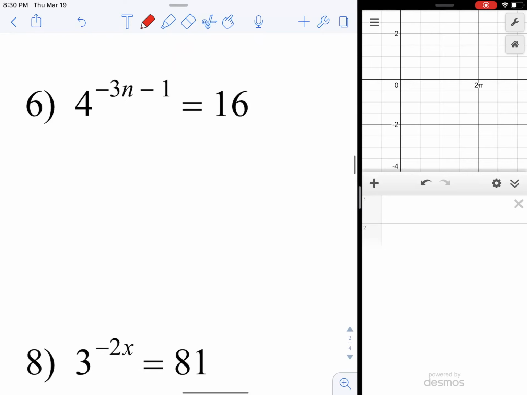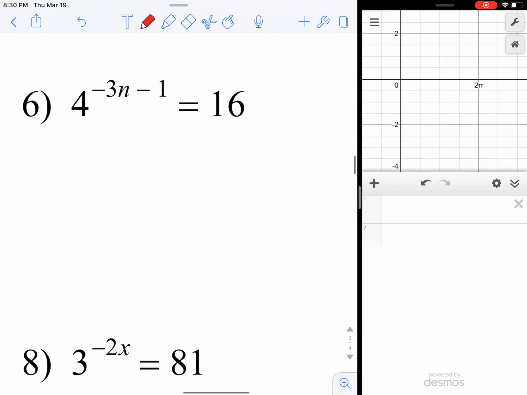Now, number 6, the bases on both sides are not the same. We have a 4 here, we have a 16 there. So as I said a few minutes ago, if they're not the same, you make them the same. And here's what I mean. 16 can be thought of as 4 to the second power. 4 times 4 is 16. I mean, you can think of 16 a lot of different ways. It's also 15 plus 1, but that doesn't really help us.